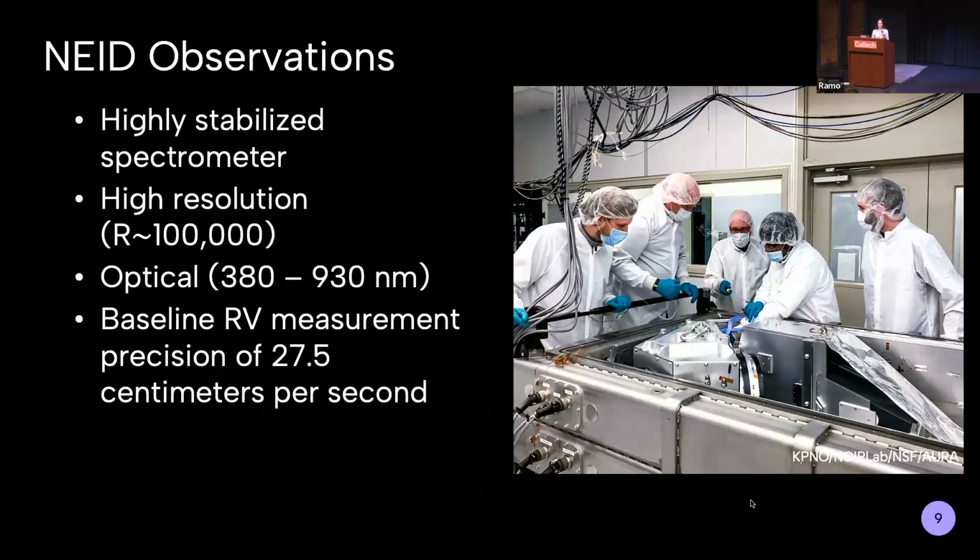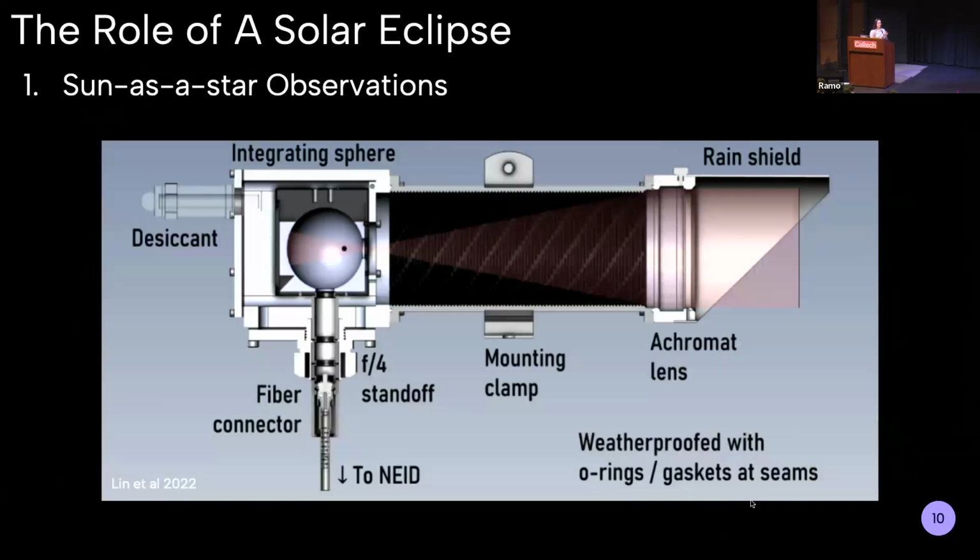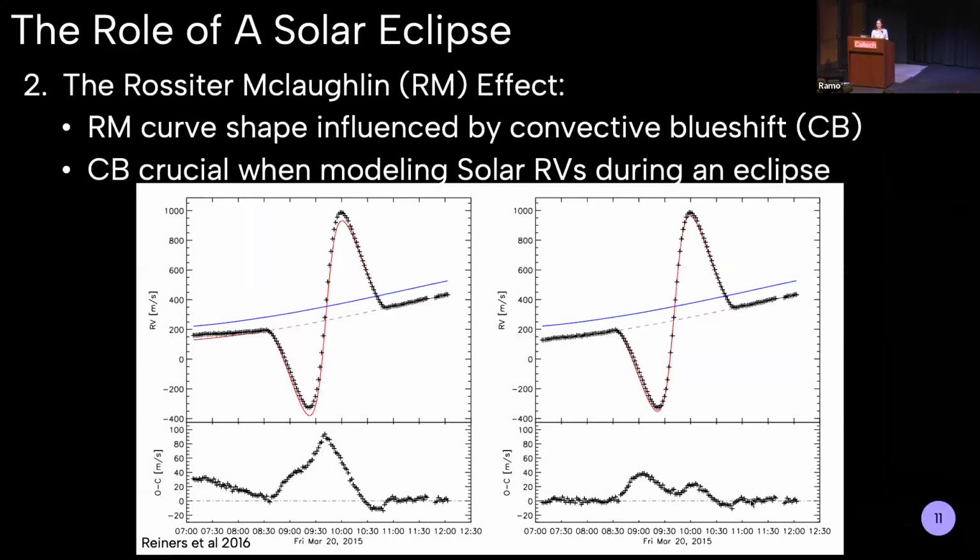So what exactly is the role of solar eclipses? So in the theme of this section, the sun as a star observations, ultimately the sun is disk resolved, but we can use a solar telescope, of which here I'm showing you the solar telescope diagram for the NEID solar telescope. Our disk resolved light will go into it. It'll hit this integrating sphere where the light will scramble and will come out disk integrated. And this is what we'll be using for the solar eclipse observations. In addition to that, we also have an amplified Rossiter-McLaughlin effect.